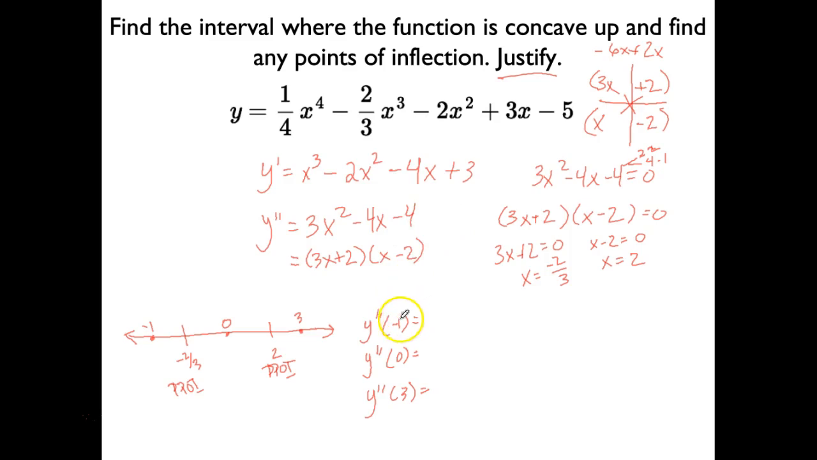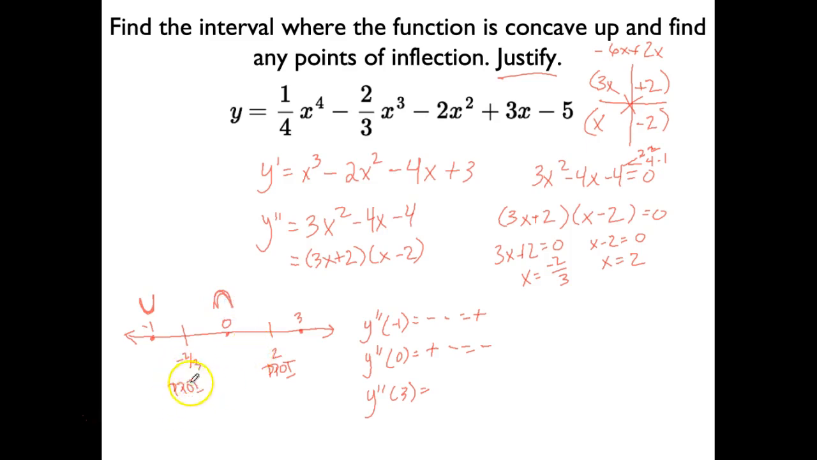If I plug in negative 1, that's going to make this negative 3 plus 2, that's going to be negative, times negative 1 minus 2, which is negative. Okay, a negative times a negative is positive. So it looks like over here, this is concave up, like a cup. Now let's plug in 0. 0 would give us a positive right there, and it would give us a negative right there. And a positive times a negative is a negative. So it means that this is concave down, like a frown.